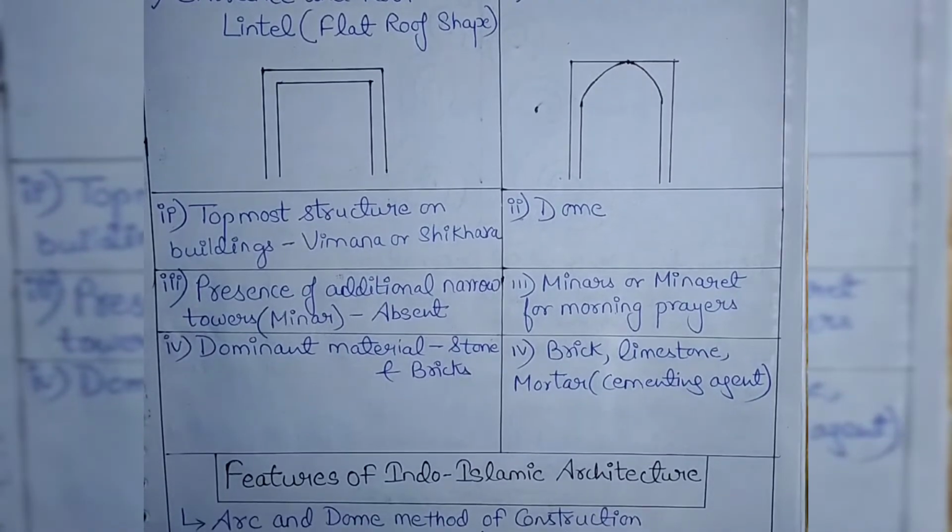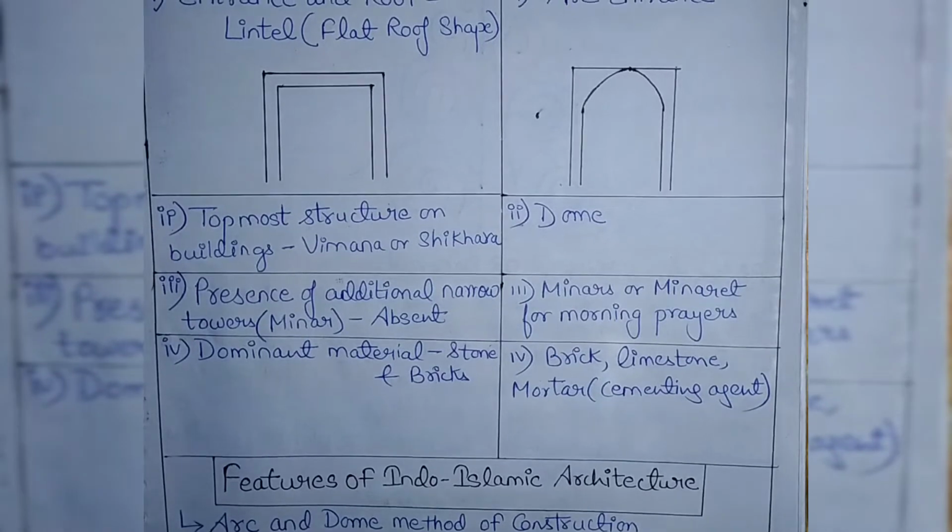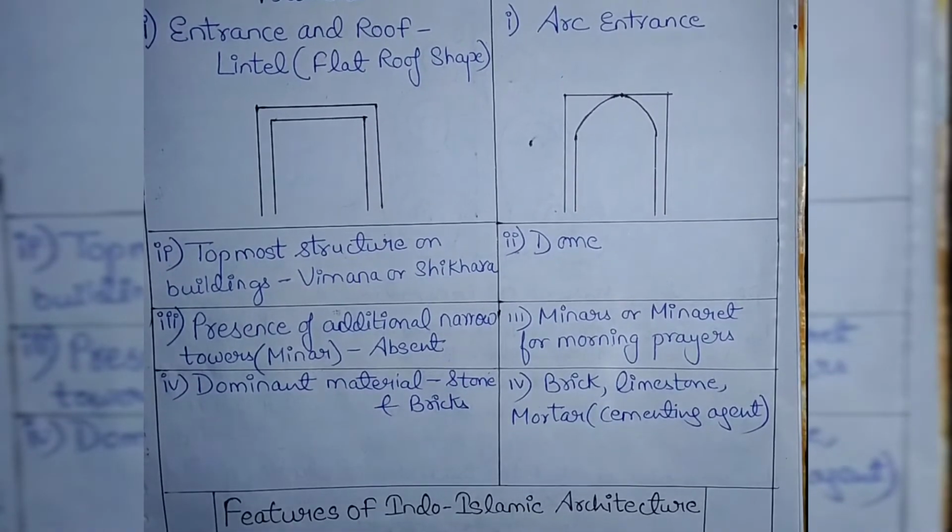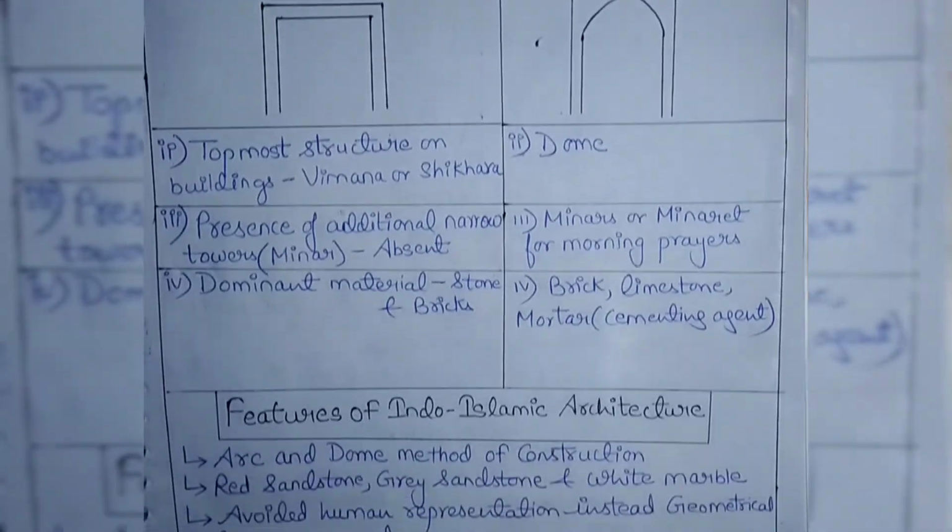Next difference is the material. The dominant materials in ancient Indian architecture are stone and bricks. Stone and bricks were used more. And in the medieval one, bricks, limestone and mortar were used. Mortar is nothing but the cementing agent. So this was the difference between the ancient Indian architecture and the medieval Islamic architecture.